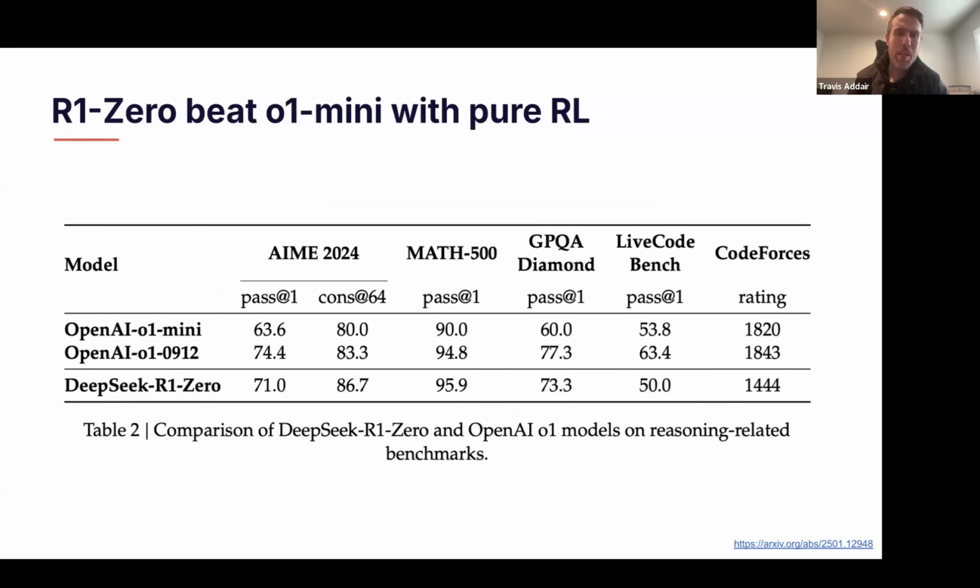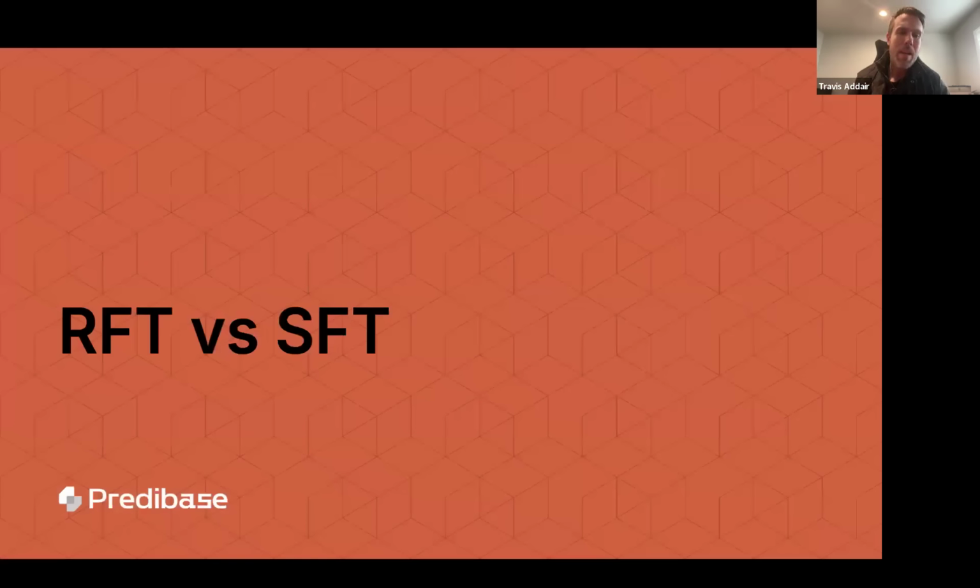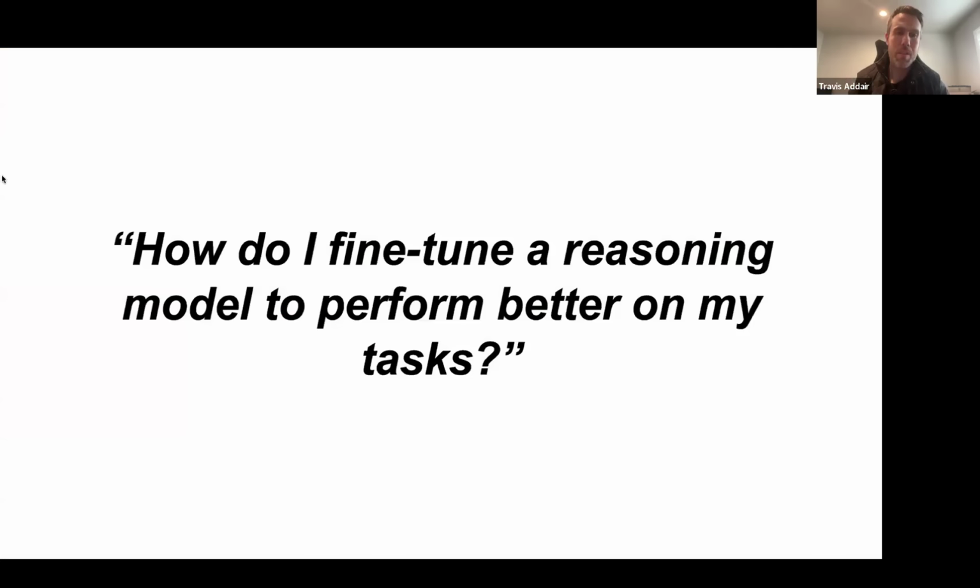It actually beat O1 Mini on a number of benchmarks across the board, and then was slightly worse on a couple. And then even the O1 model itself, it was competitive with and actually beat in a few cases. So, this was a very powerful model that was trained with a very simple fine-tuning strategy based on reinforcement learning. And that brings us to the idea of reinforcement learning as an alternative to traditional supervised fine-tuning, which is the main topic of discussion that we want to get into here.